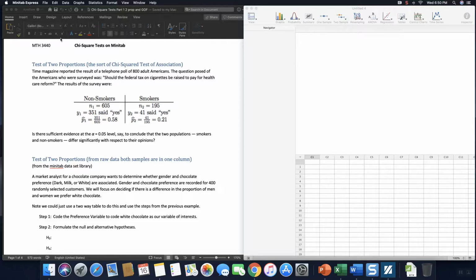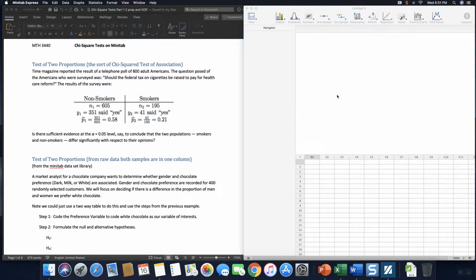Yeah. Except I'm going to start with the two proportion test first. So I'm going to take you through how to do all three versions of the two proportion test on Minitab Express. So some of the data I'm going to use is, oh my God, what is that sound?